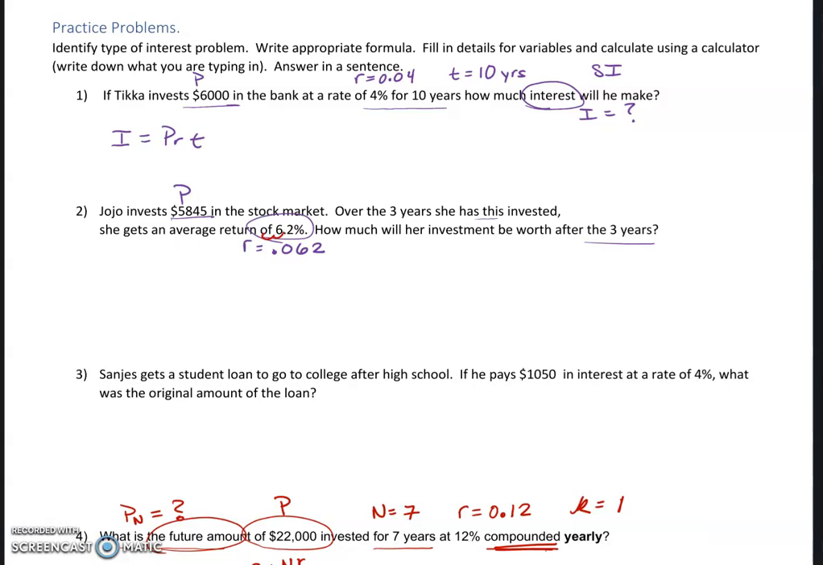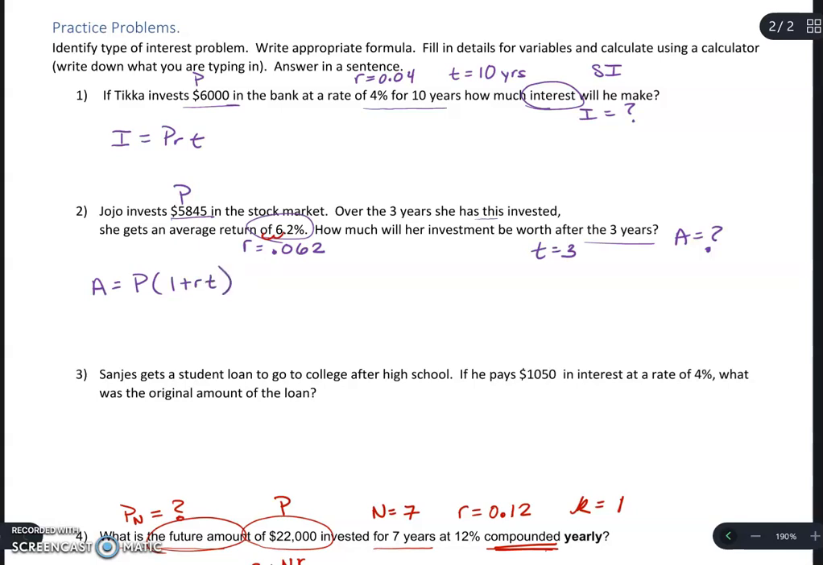And how much will the investment be worth after 3 years? So that is going to be my time is 3. And I'm trying to find the end amount, and this is going to be simple interest. So if I'm trying to find end amount, I want to just jump right here to the A formula. A equals P times 1 plus RT. And that's it. No exponent on the simple interest.